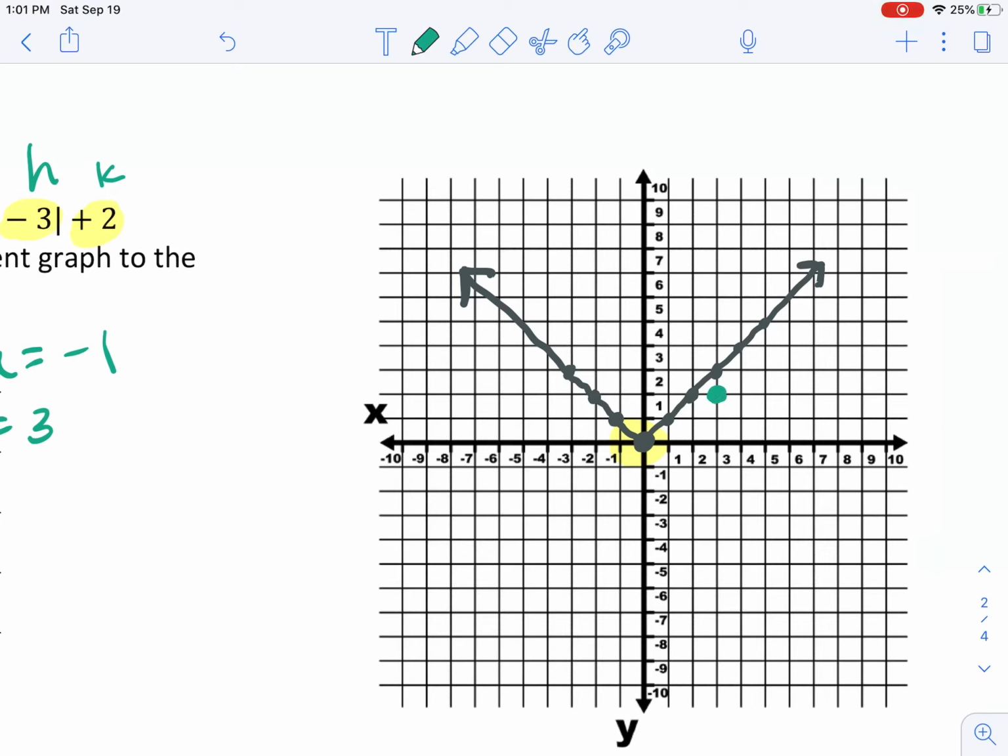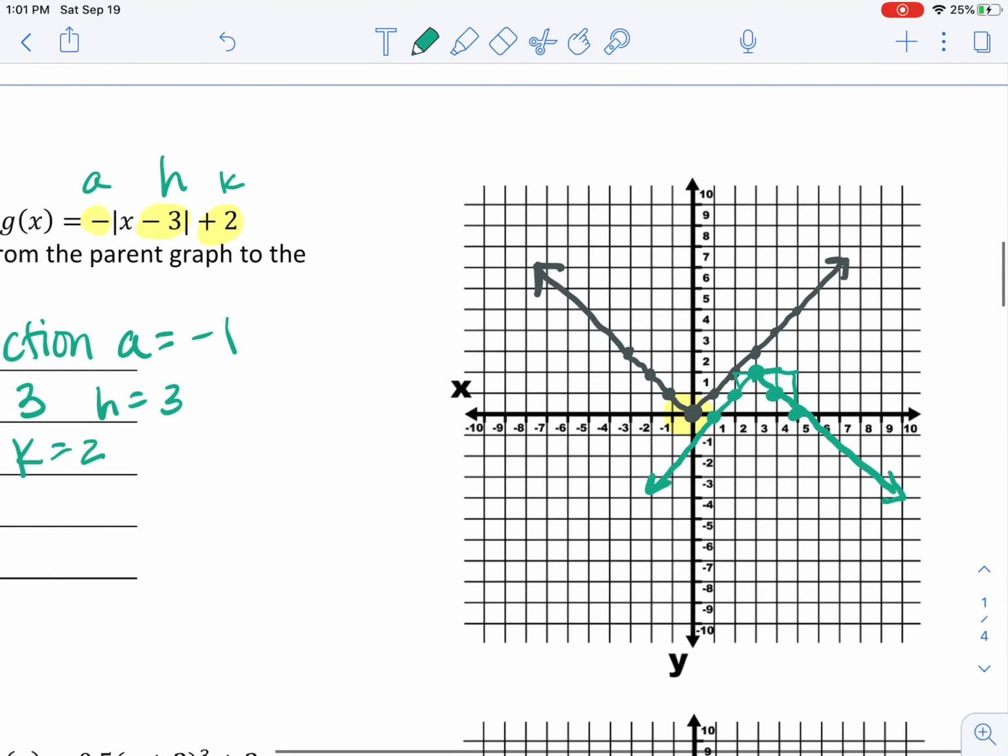Now, instead of going to the right 1 and up 1, and then to the right 2 and up 2, because the A is negative, we're going to go down. So from my new starting point, I'm going to go to the right 1 and then down 1, to the right 2 and then down 2, and so on. I'm also going to go to the left 1 and down 1, and to the left 2 and down 2. So it looks like this. There was no stretch or shrink, so it still has that same V shape, just flipped over, just reflected vertically.